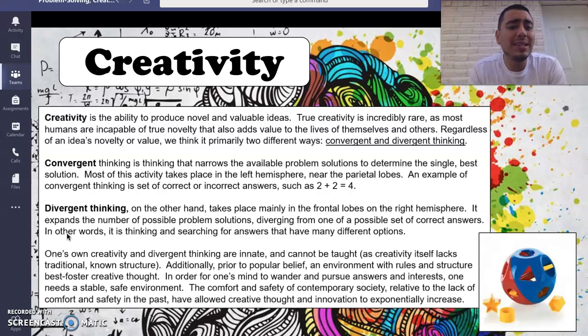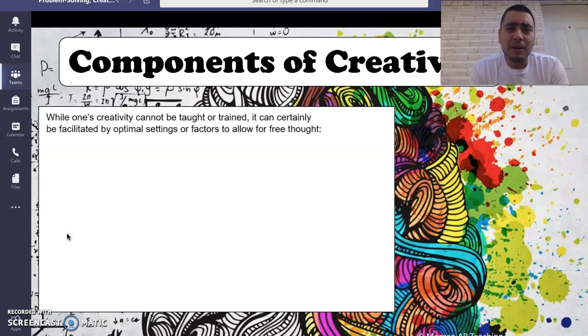Now, one's own creativity and divergent thinking are innate and cannot be taught. Additionally, contrary to popular belief, an environment with rules and structure best fosters creative thought. In order for one's mind to wander and pursue answers and interests, one needs a stable, safe environment. Now, the comfort and safety of contemporary society, relative to the lack of comfort and safety in the past, have allowed creative thought and innovation to exponentially increase. So, in other words, this has really impacted society, relative to the lack of comfort and safety in the past. So, just keep that in mind.